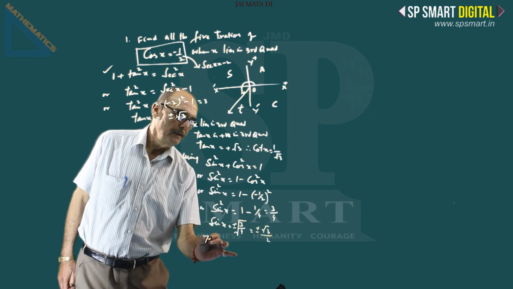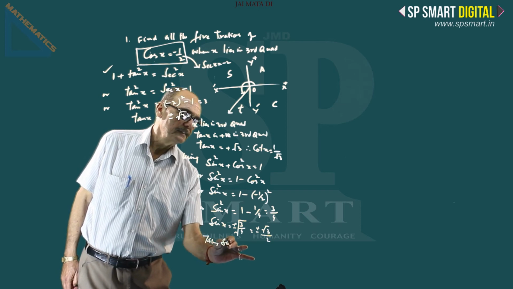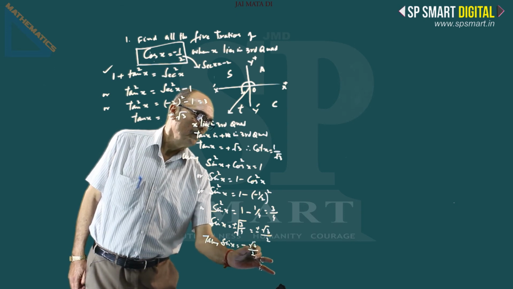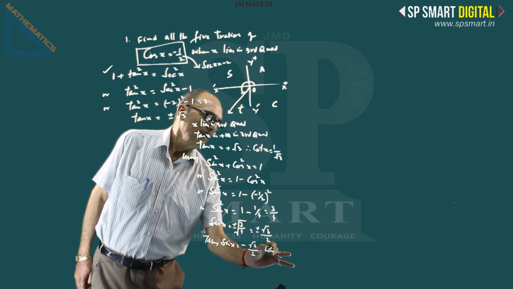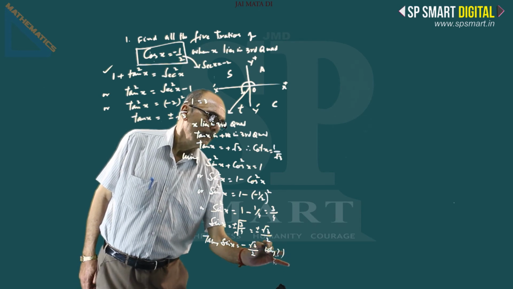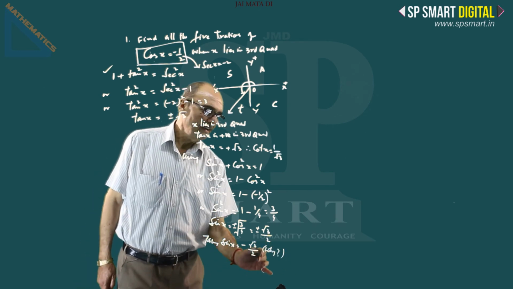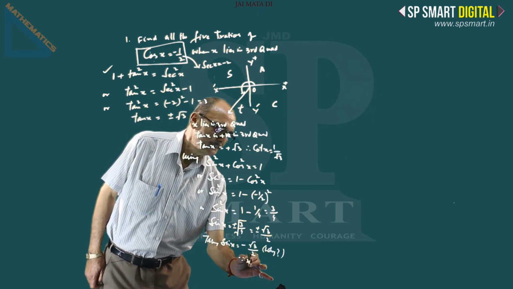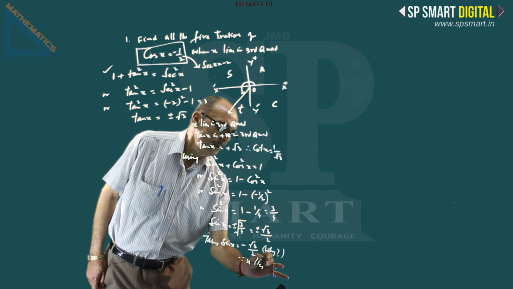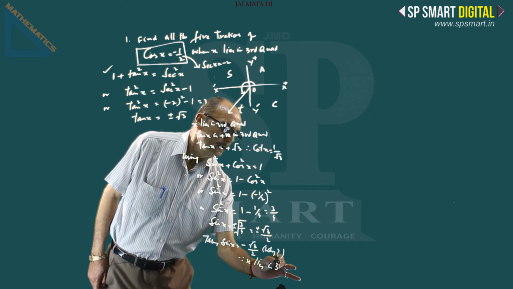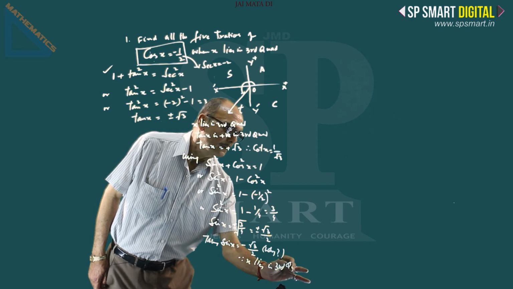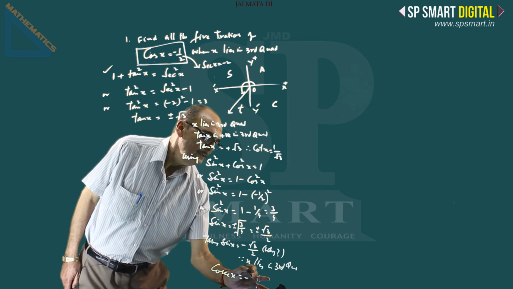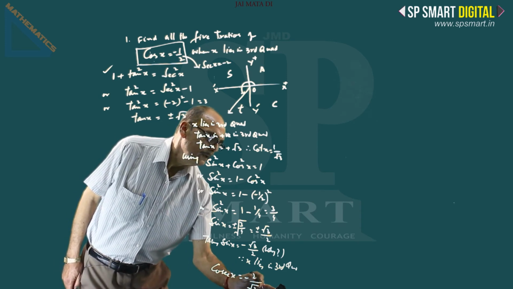Now, taking sin x equal to minus root 3 by 2. Why? This is because x lies in third quadrant. Therefore, cosec of x is minus 2 by root 3.